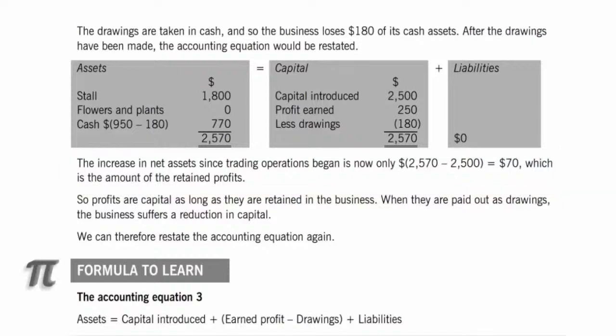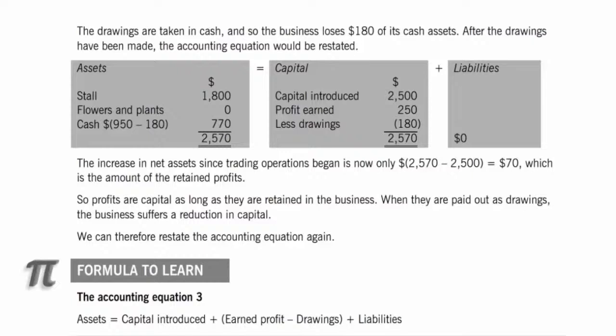Key points to remember. 1. Drawings reduce cash but not profit. When an owner takes money out of the business for personal use, it reduces the cash or other assets of the business, but it does not reduce the business's profit. Profit is still based on what the business earned, not on what the owner took out.